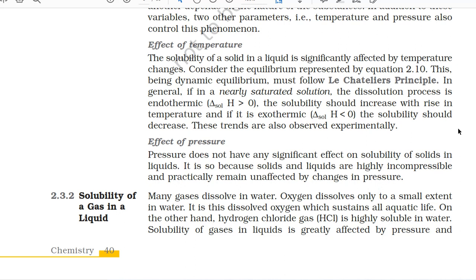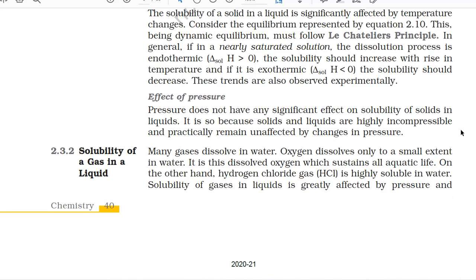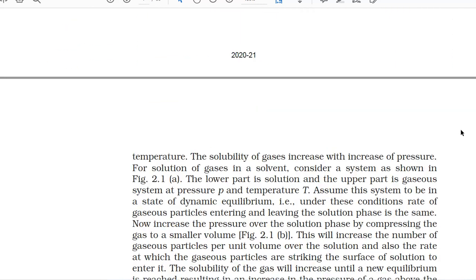Effect of pressure. Pressure does not have any significant effect on solubility of solids in liquids. It is so because solids and liquids are highly incompressible and practically remain unaffected by changes in pressure. 2.3.2 Solubility of a gas in a liquid. Many gases dissolve in water. Oxygen dissolves only to a small extent in water. It is this dissolved oxygen which sustains all aquatic life. On the other hand, hydrogen chloride gas, HCl, is highly soluble in water. Solubility of gases in liquids is greatly affected by pressure and temperature.